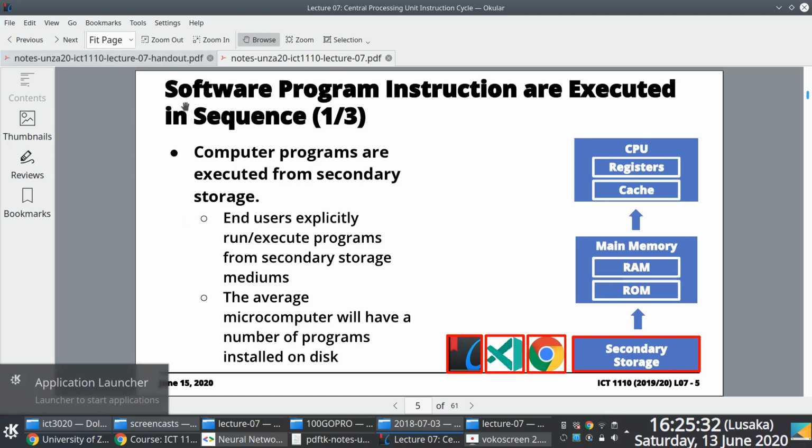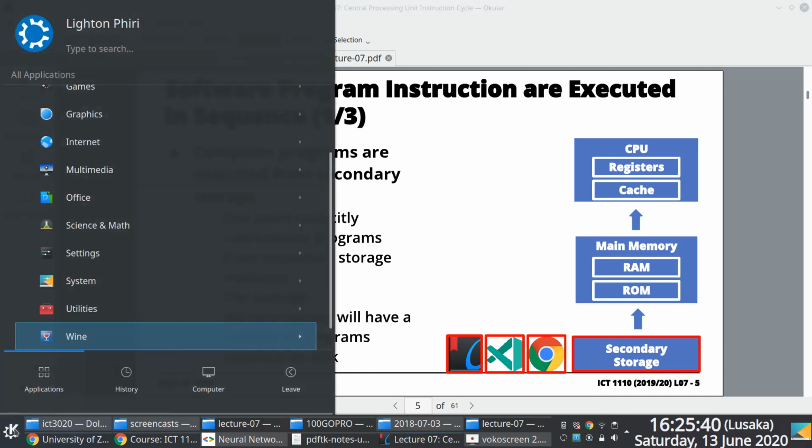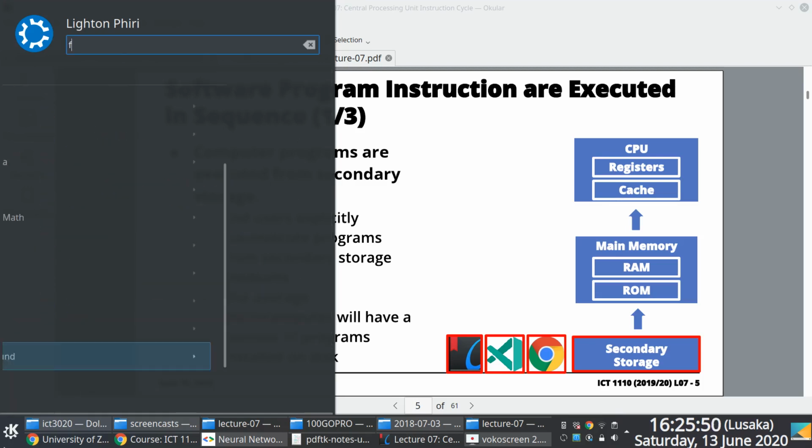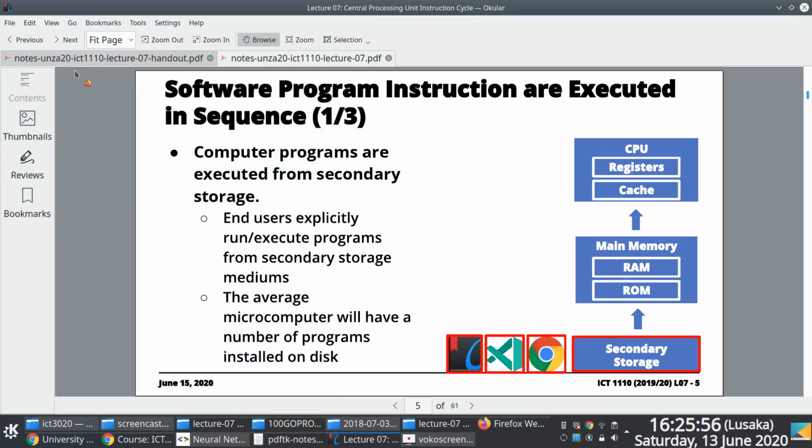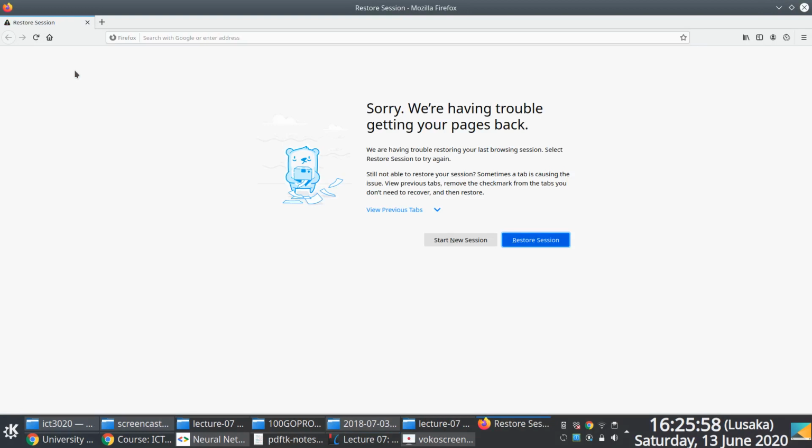In my case, if I want to run a piece of software on my Kubuntu installation, I'll go to the equivalent of the start menu, go to applications, and then choose the piece of software or application that I want to execute. Something else that I find a lot easier is I can literally just search for the application here. So if I want to open up Firefox, I'll just click on Firefox, and then Firefox is executed.